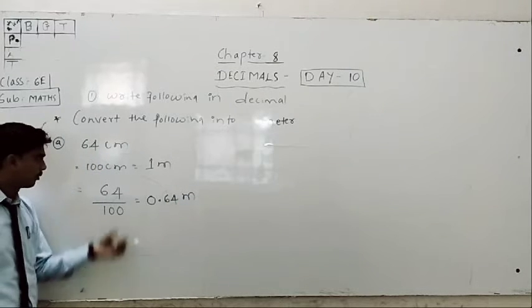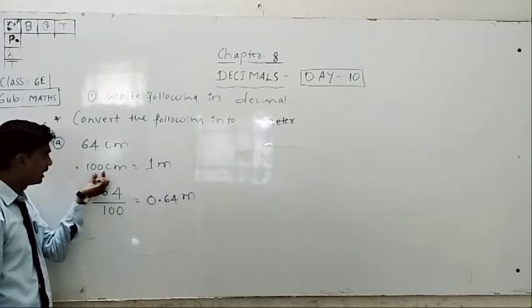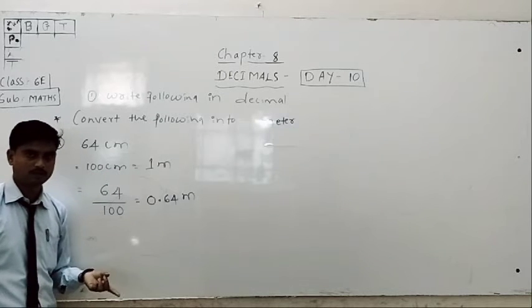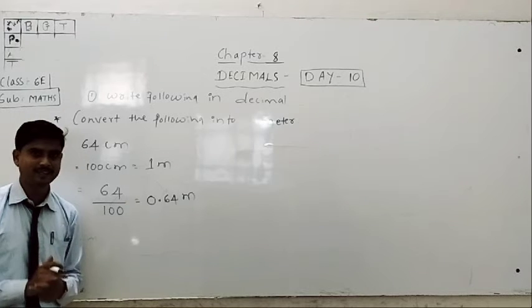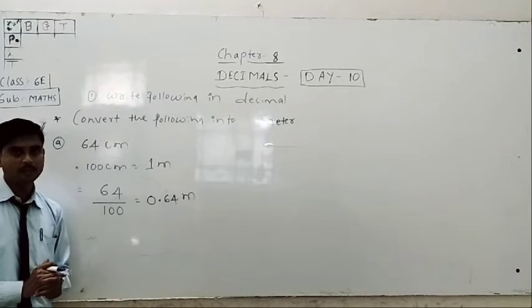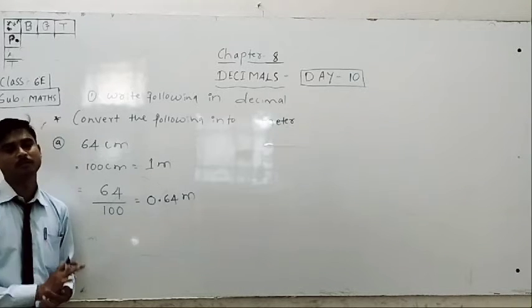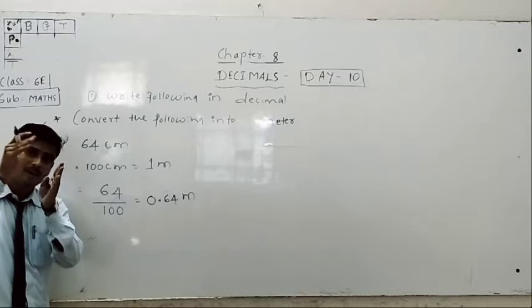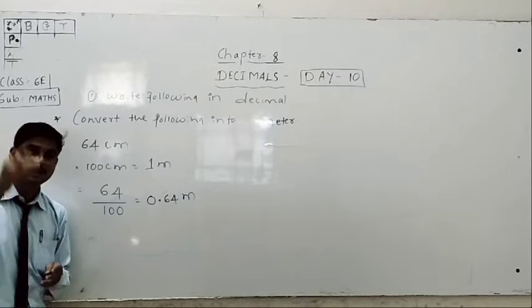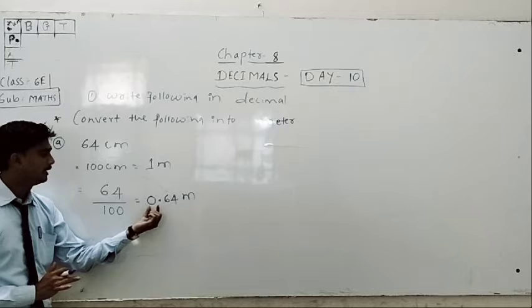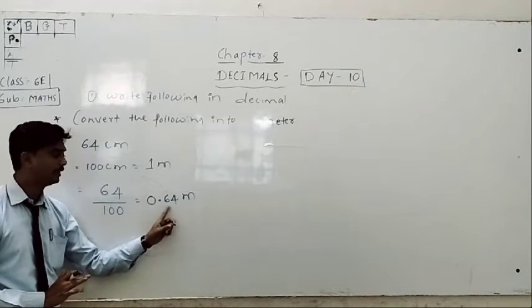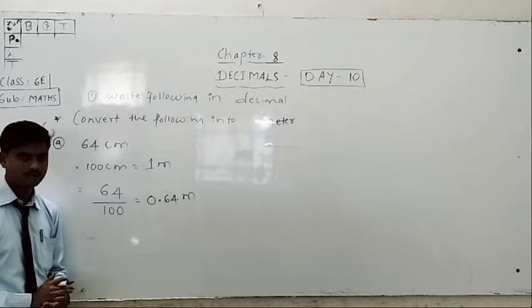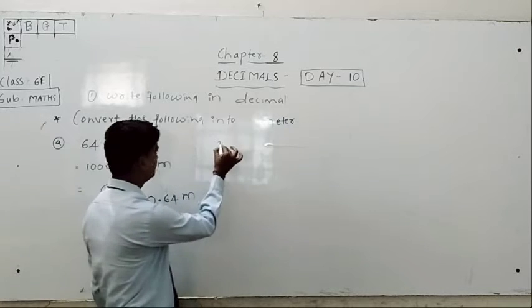Did you understand? Look here, 100 centimeter becomes 1 meter. Then given only 64 centimeter means less than 100. Less than 100 means it is not a complete 1 meter. It means less than 1 meter. Then it is 0.64 meter. It is the writing method. Understand? Then another example.